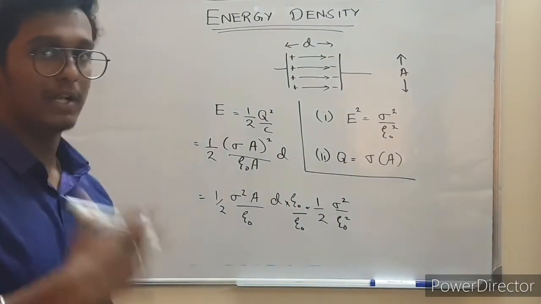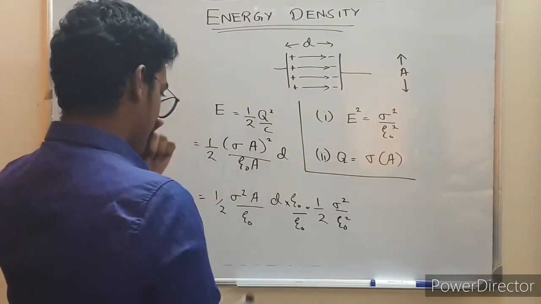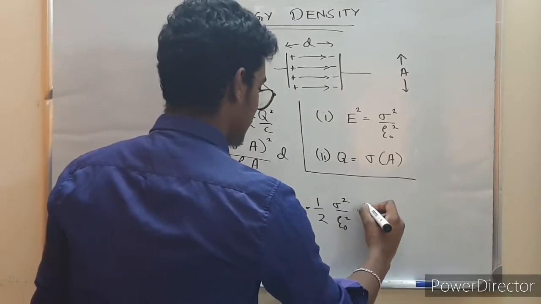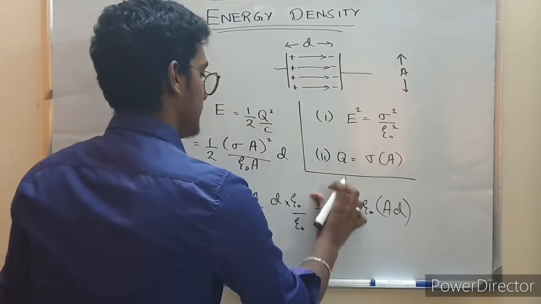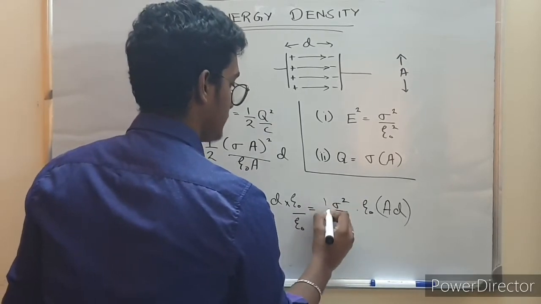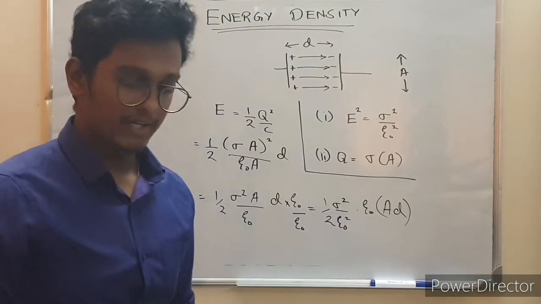It makes no difference to multiply and divide, but the reason we are doing that is to bring in an epsilon naught squared. So you have epsilon naught squared times epsilon times AD. So this is the expression we have for now.